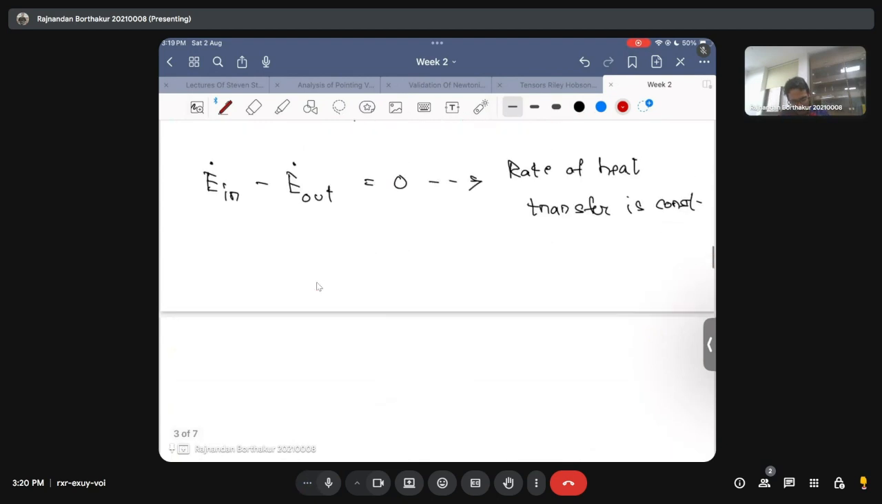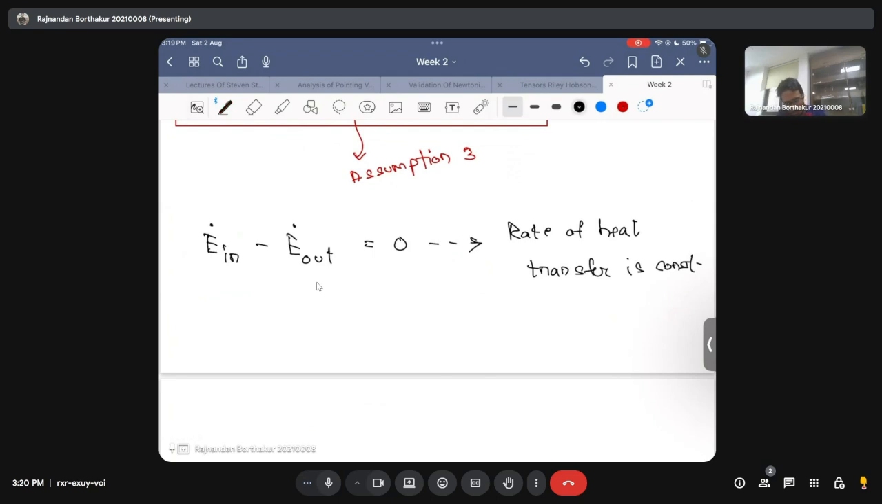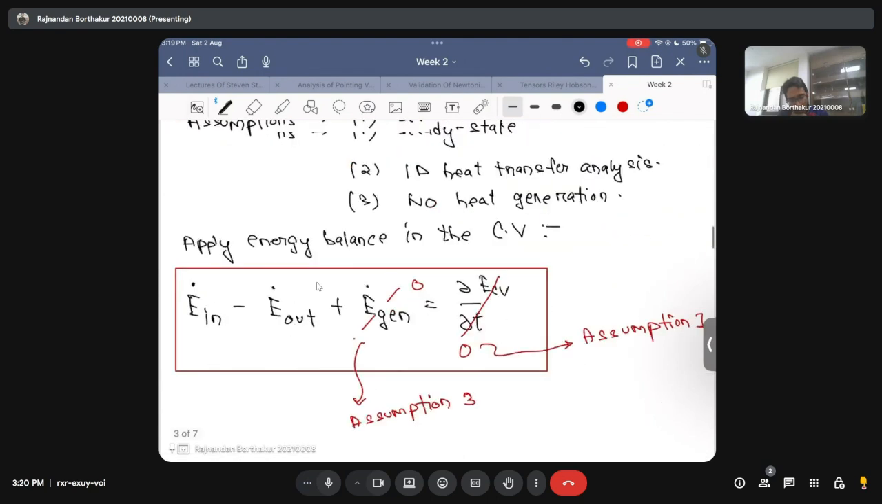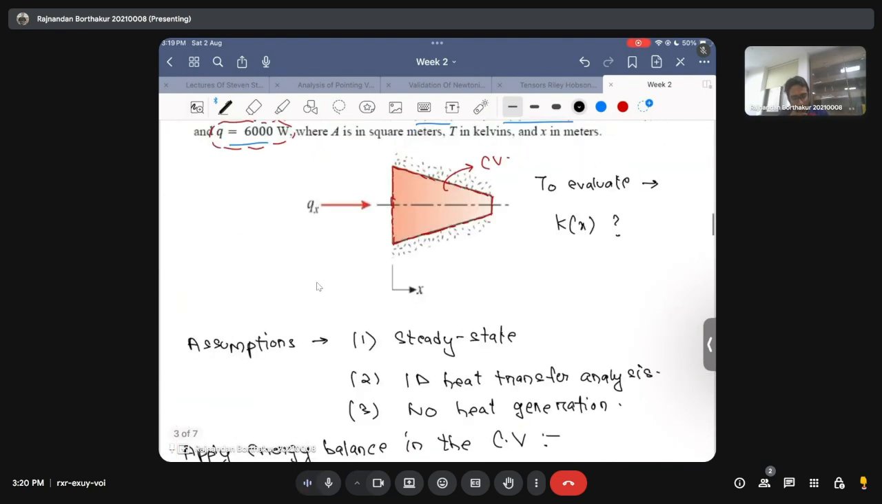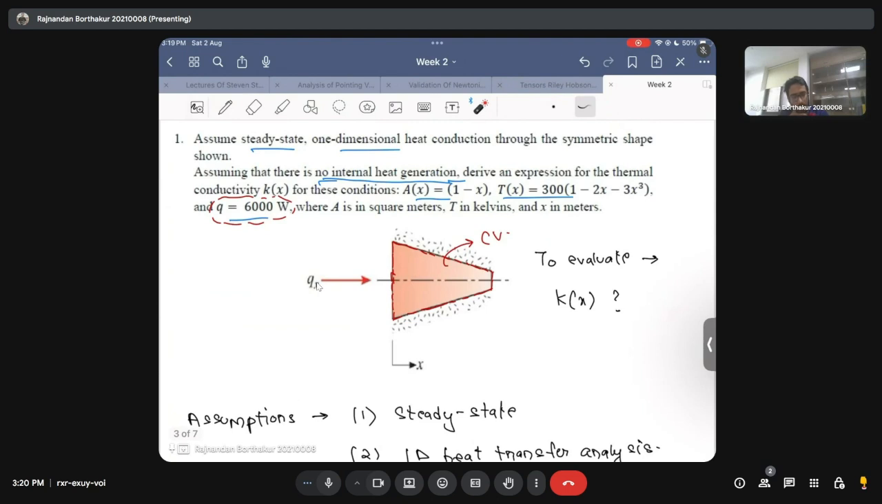Okay, so since this rate of heat transfer is constant, that's the reason why the question says that Q is equal to 6000, and that is already given. I would say we have not calculated it, we have inferred why this rate of heat transfer is constant. That directly comes from the energy balance. Now, that is not what the question has asked us. Remember, we are still yet to find out what the question is seeking, and that is nothing but the thermal conductivity, which is k of x.